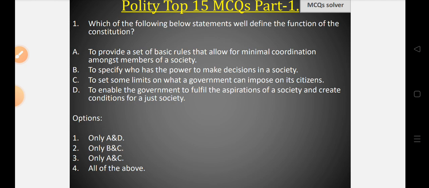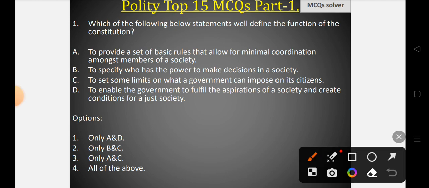Let's look into the options. Option number 1, only A and D is correct. Option number 2, only B and C is correct. Option number 3, only A and C is correct. Option number 4, all of the above are correct.